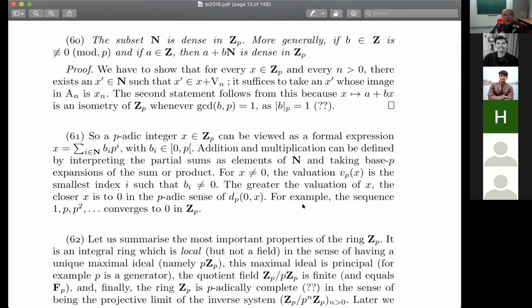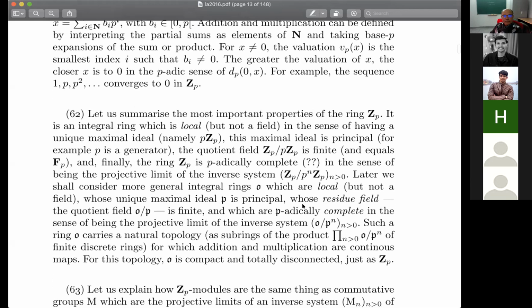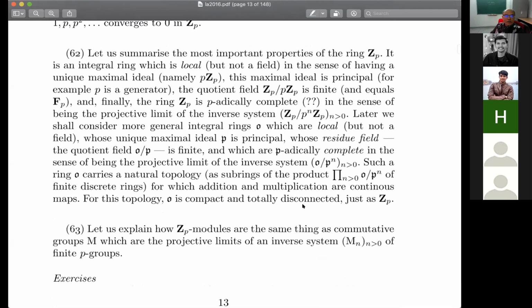Right. So let us summarize what we have done today. We have seen that we have this ring Zp. It carries a certain natural topology, but that topology is not going to be very, very crucial for what we do.